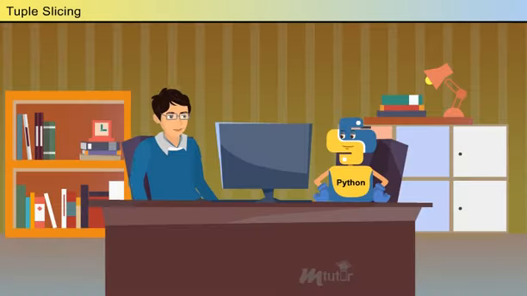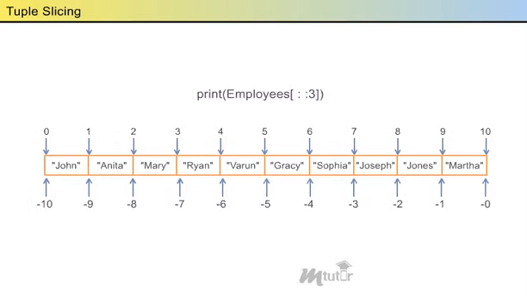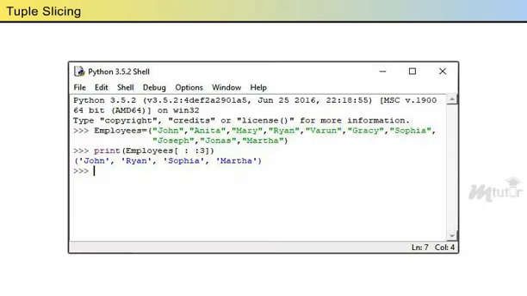Mr. Python, can we use only the third argument? Yes, you can. Have a look at the displayed code. Here, we have used only the third argument, without specifying the start index and stop index. Hence, the output of this slice tuple will be John, Ryan, Sophia, and Martha.